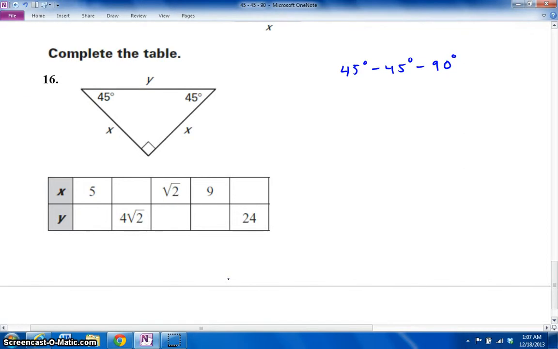Alright, the 45-45-90 special right triangle. We're going to do example 16 from the back of the homework. So, a little bit about the 45-45-90 special right triangle.